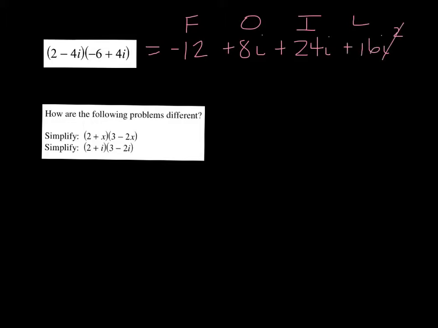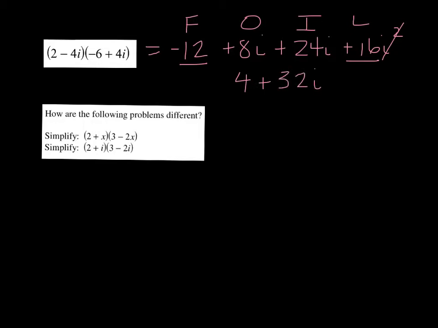And immediately I'm going to cross out the i squared, change the sign. All right, so 16 and negative 12 there is going to be 4. 8i and 24i is going to come out to be 32i. So that's a common theme there.